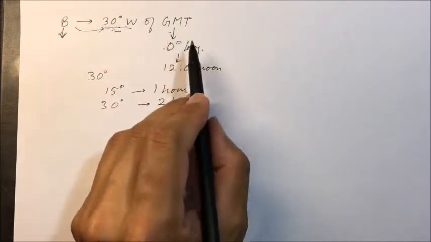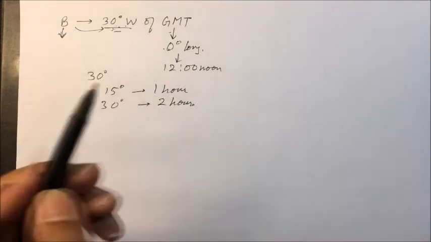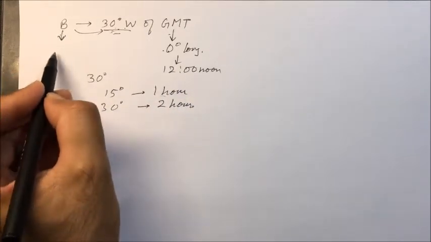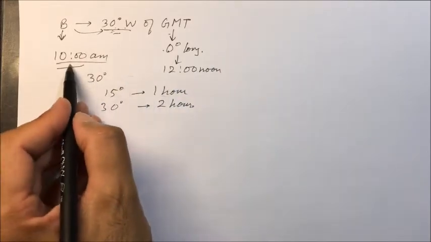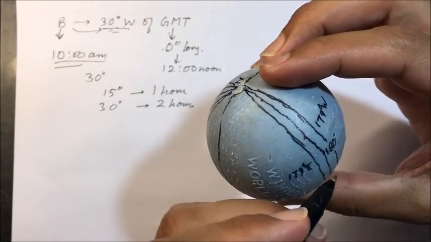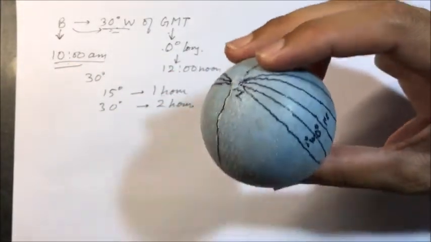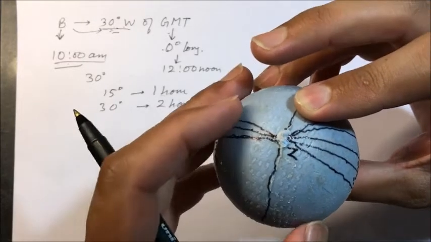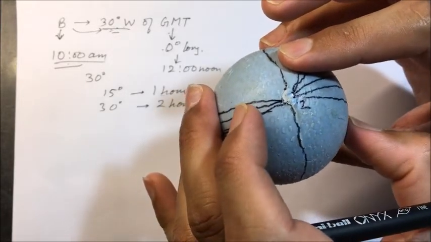So at B, since we are moving from Greenwich Mean Time towards west, we have to deduct this time difference. So at B, it will be 10 a.m. We have deducted 2 hours from this. Here we have the Greenwich Mean Time, midday sun, 12 noon. Towards west we have to move 30 degree, and here it will be 10 a.m. After 2 hours, the sun will be overhead here.